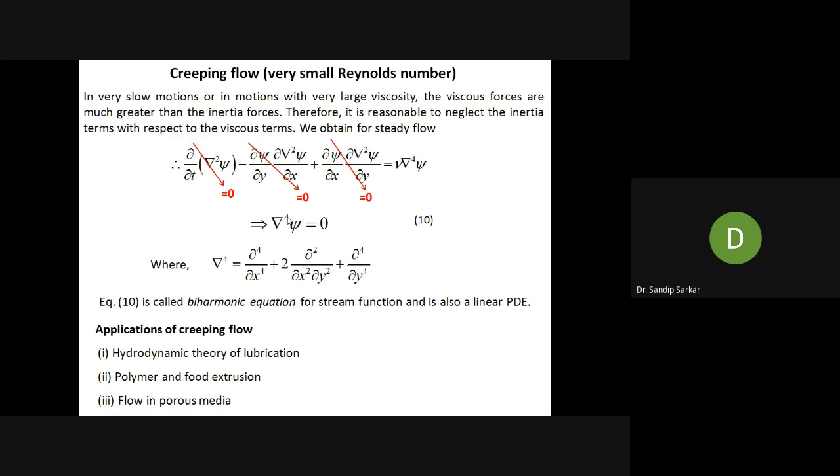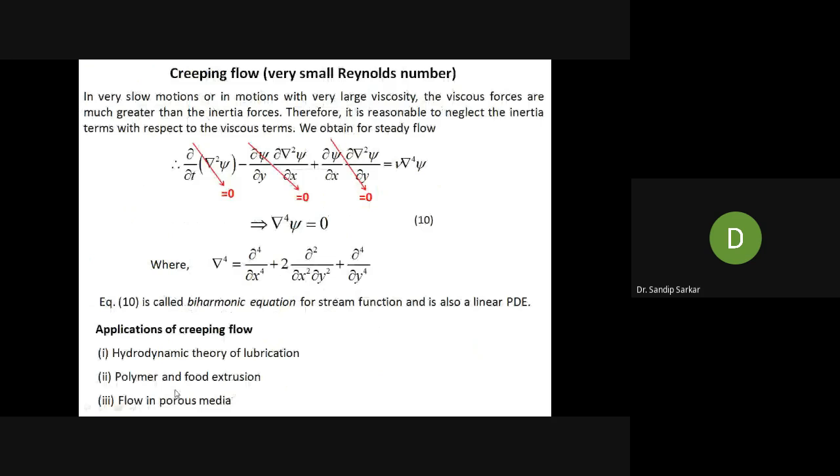Grad squared is harmonic and grad to the power 4 is biharmonic. The Poisson equation, what is that? The Poisson equation is grad squared, right? Now biharmonic means again we are taking grad squared, so grad to the power 4. That's why it's called the biharmonic.